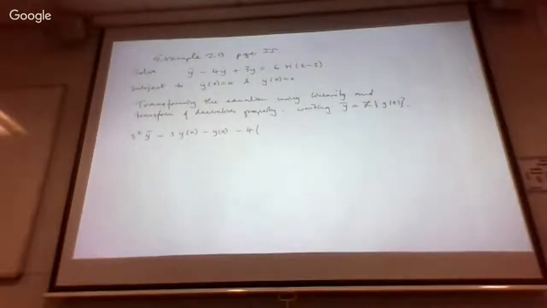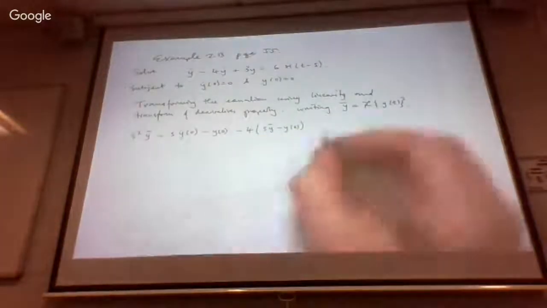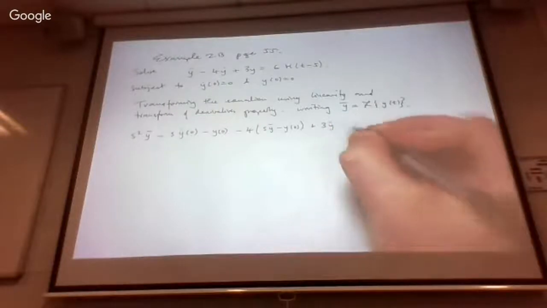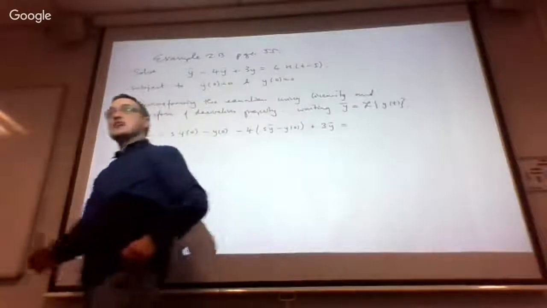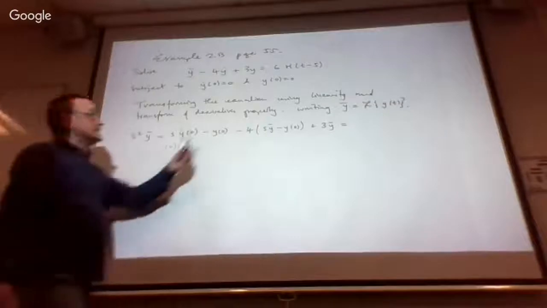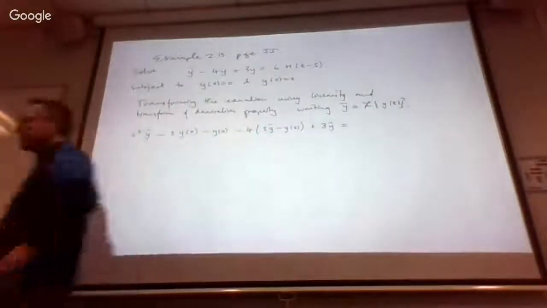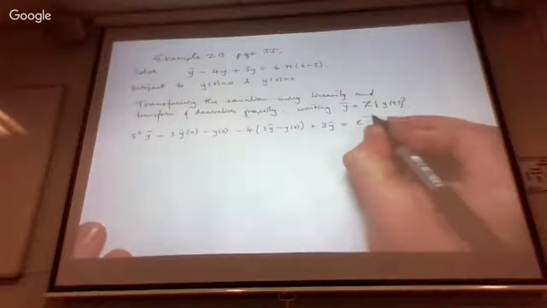Then we've got minus 4 times the transform of the first derivative, which is s y bar minus y of 0. 3y transforms to 3y bar. And for the bit on the right side, we can make use of our table of Laplace transforms now because we proved it. We've got 6 times the Heaviside, and the Heaviside transforms to e to the minus a s over s, where a is the shift size, which is 5.